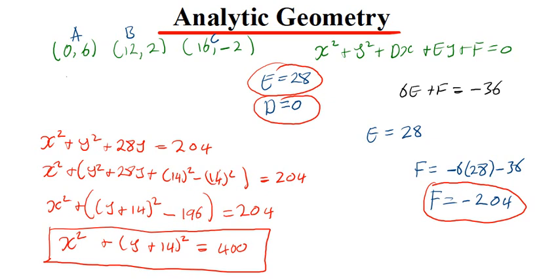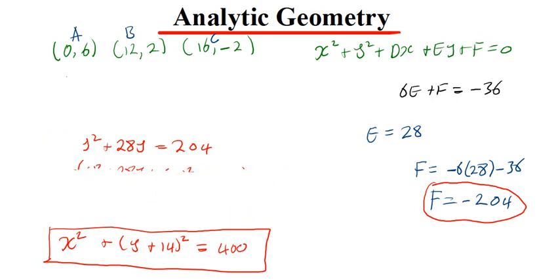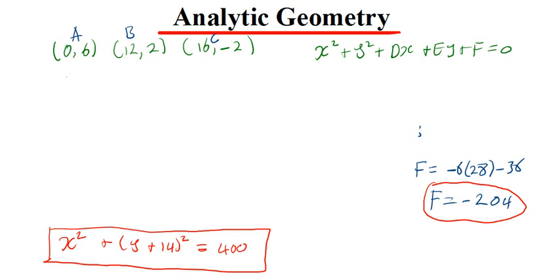Any question on that one? So now, before I say this was going to be the last question, and it is the last question, I have a question for you. What do you think the center of this circle is? Having seen the equation that we have gotten here, what do you think the center of the circle is? 0 comma negative 14. Okay.